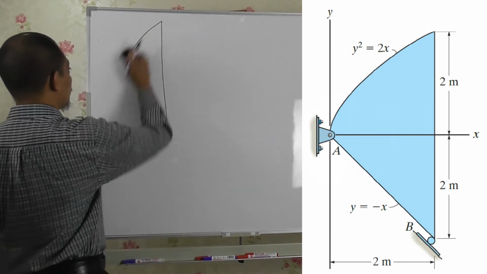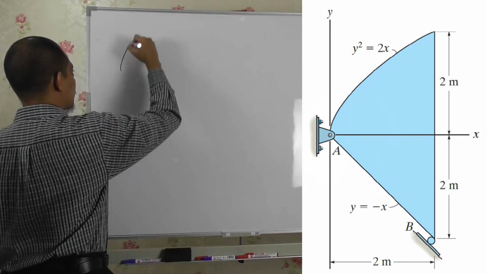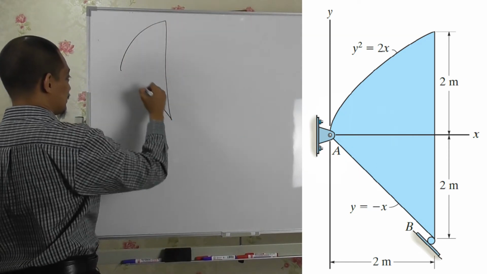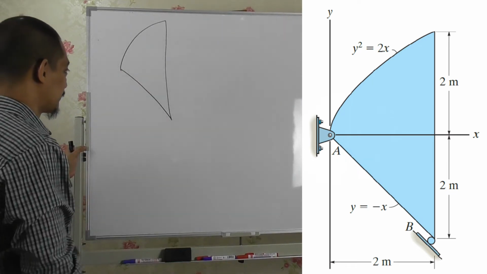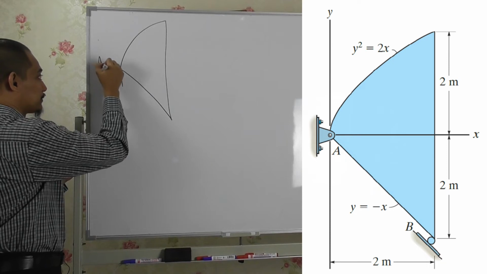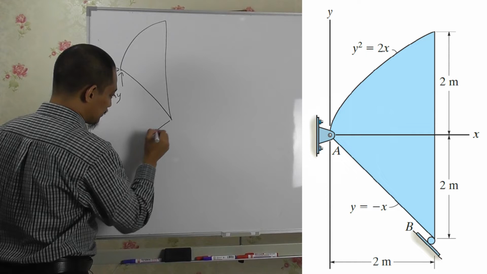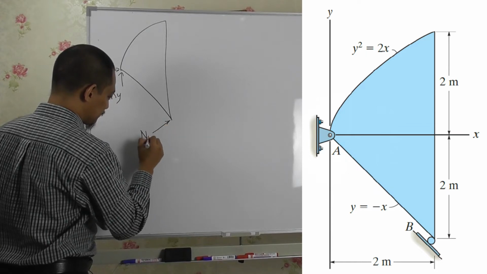Let's stay true to the shape for a little bit. Something like that. You have AX and AY, and then you have the normal force there, which is perpendicular.